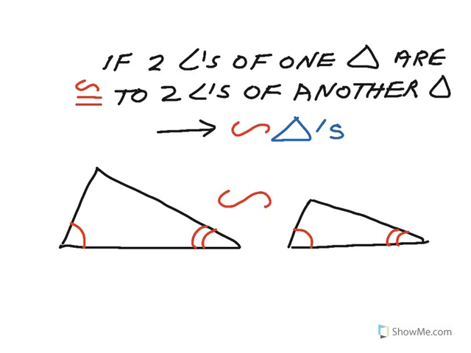And that means, from previous lessons, that similar means they have the same shape but different sizes. So one of them just looks like the other one either blown up or shrunk down. The side lengths are proportional.